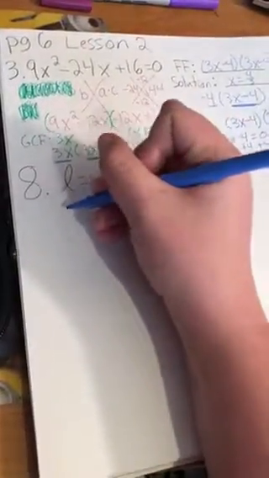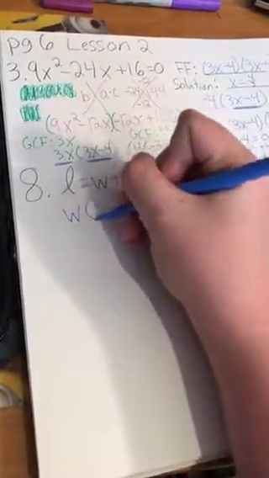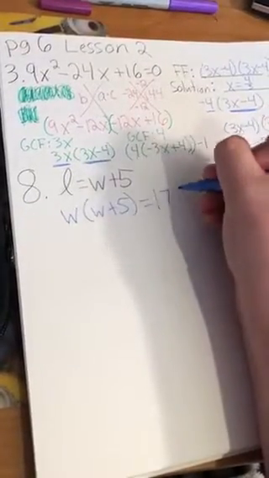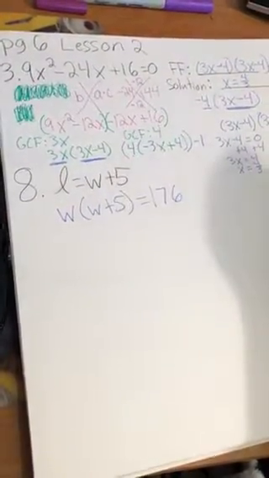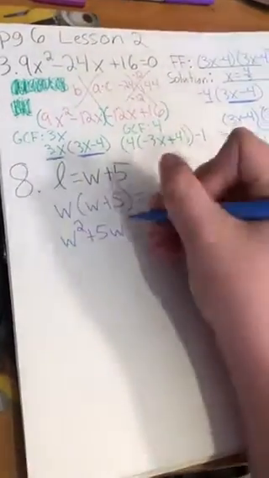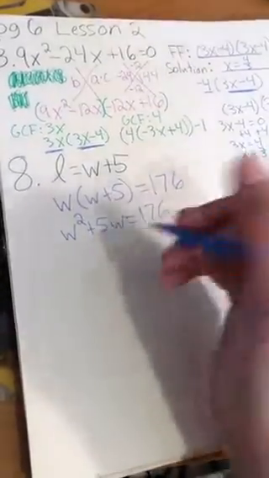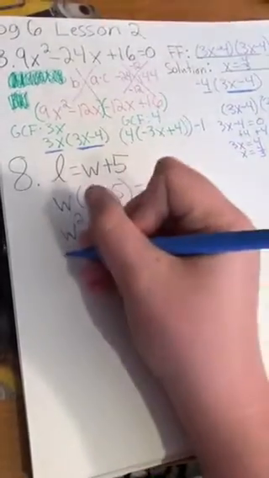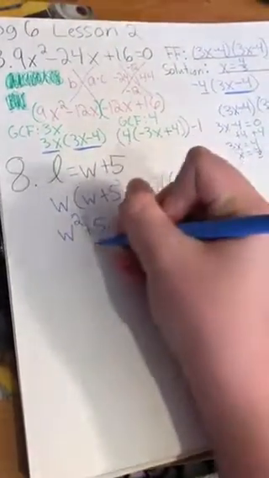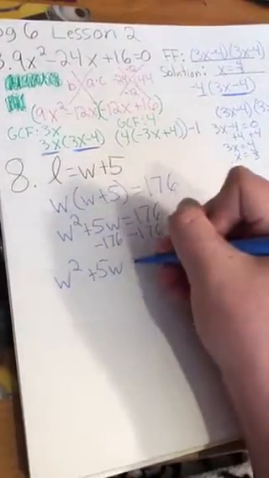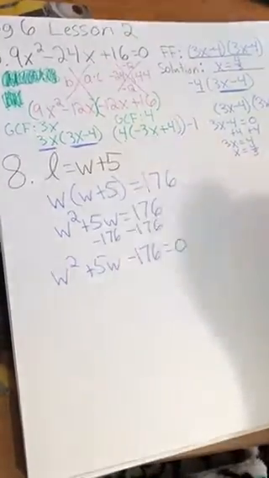Now for the area, we know that we have our width times our length, which is W plus 5. And we are given that it equals 176 feet. Now I'm going to simplify this left side. W squared plus 5W equals 176. Now to create the equation, I want to make this 0. So I'm going to subtract the 176 from both sides to make it W squared plus 5W minus 176 equals 0.